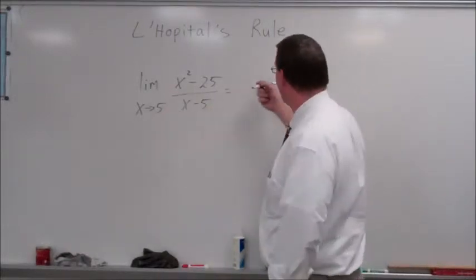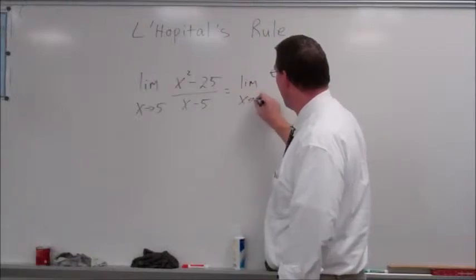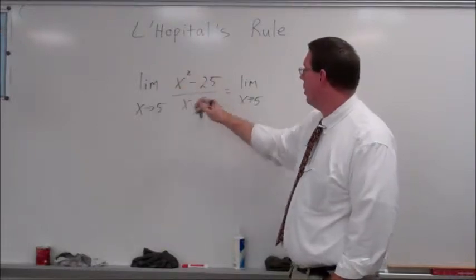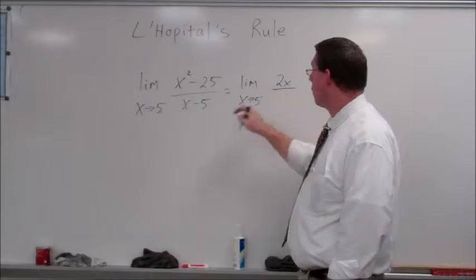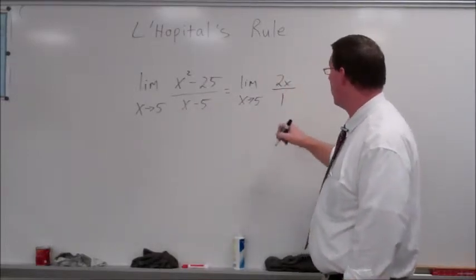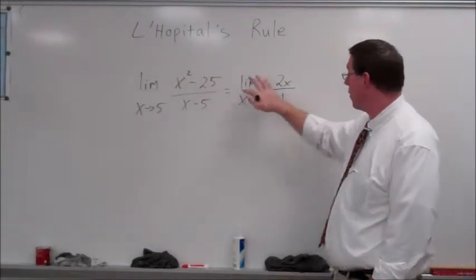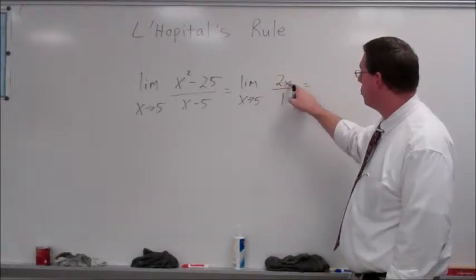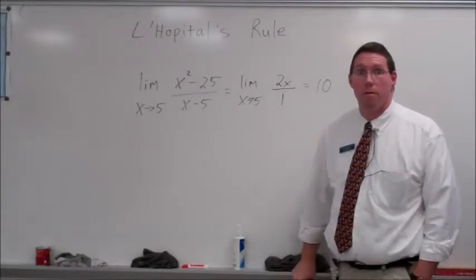We're going to bring over the limit. This is going to be equal to the limit as x approaches 5 of the derivative of the top, which is 2x, and then the 25 becomes 0, so just 2x, over the derivative of the bottom, the derivative of x, which is just 1. So the answer to this is going to be the same thing as the answer to this. And now when we plug 5 in, we get 2 times 5 is 10, over 1 is 10. There you go. Wasn't that awesome?